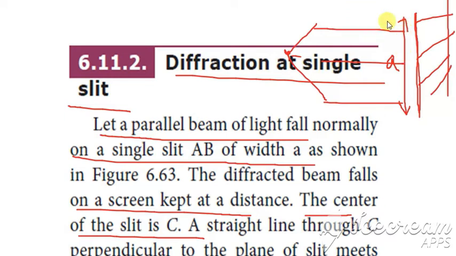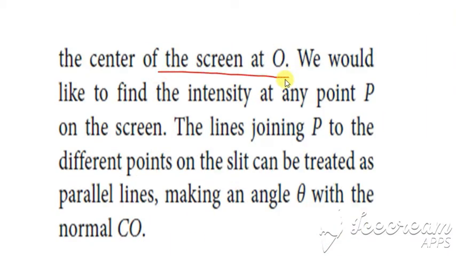So this is a slit, this is A and this is B. This center we are considering as C. A straight line through C, perpendicular to the plane of the slit, meets the center of the screen at a point O.